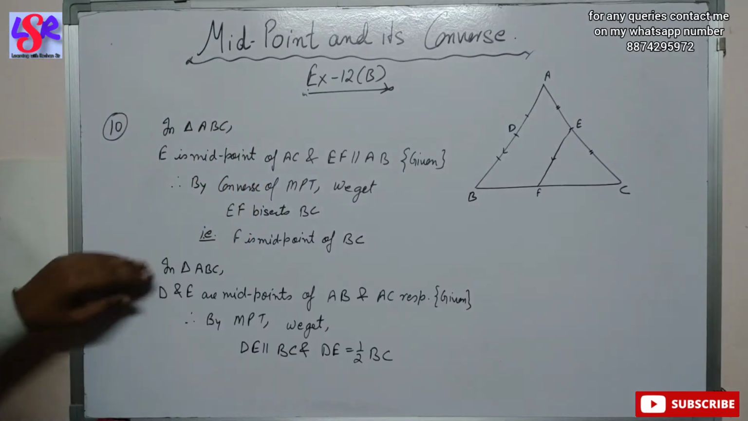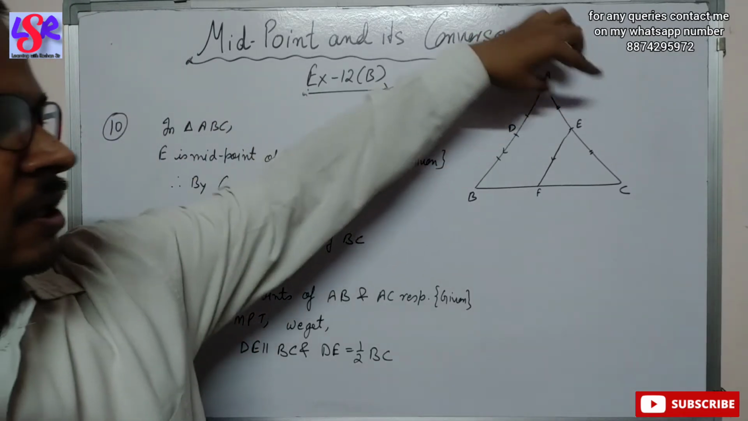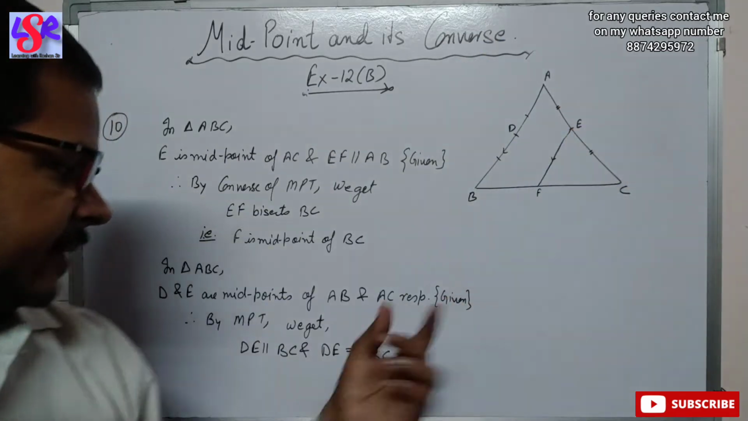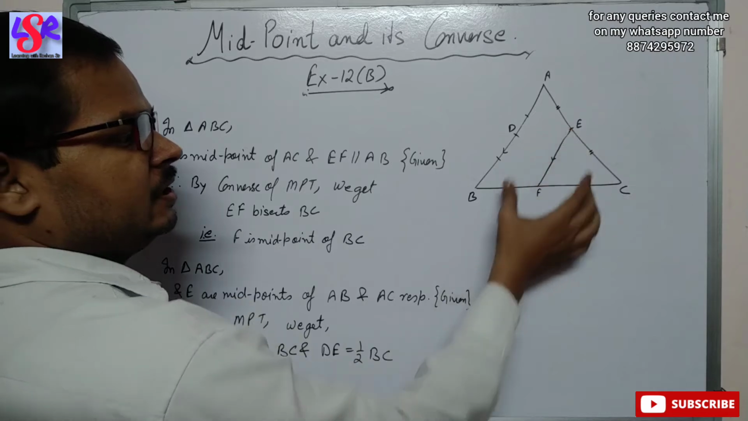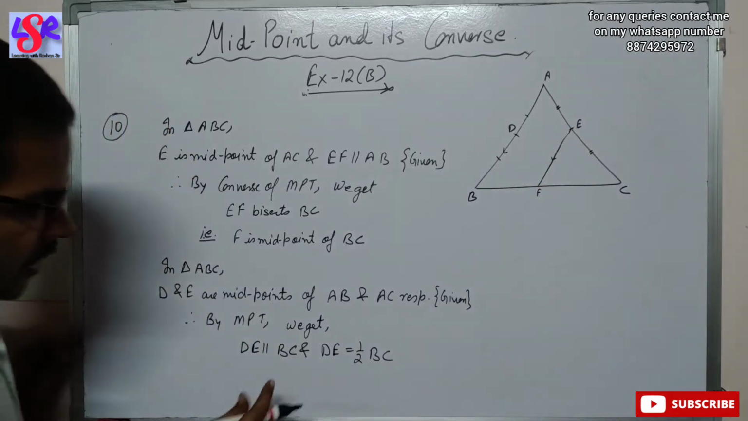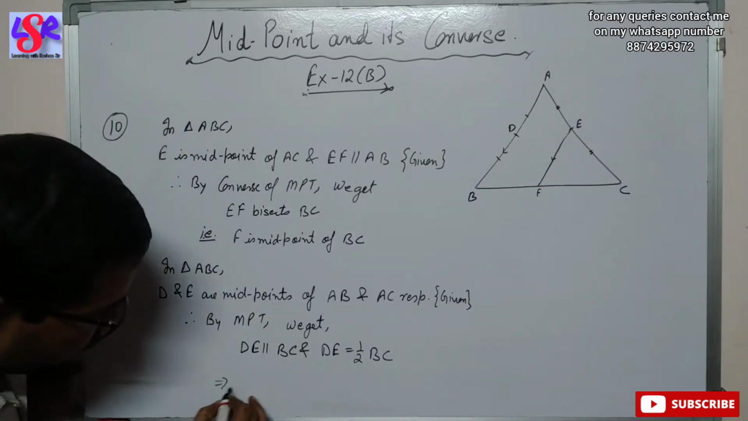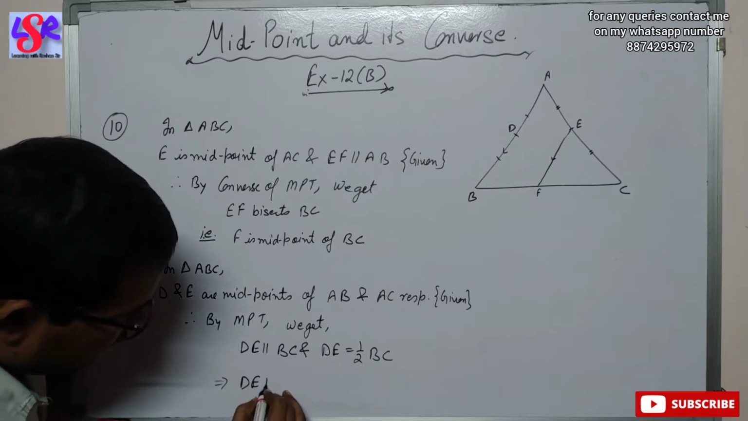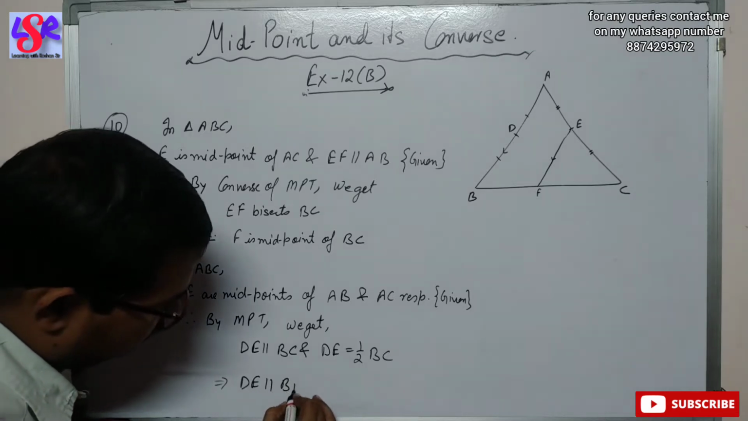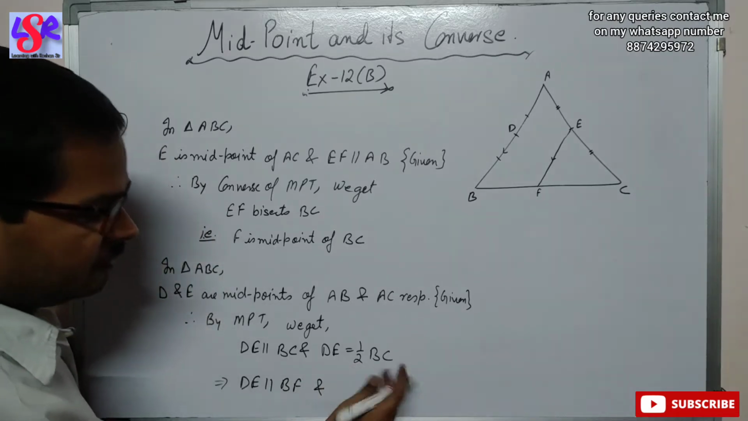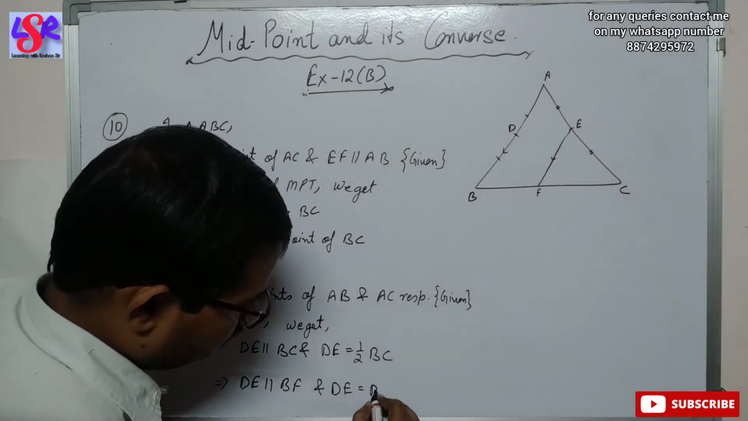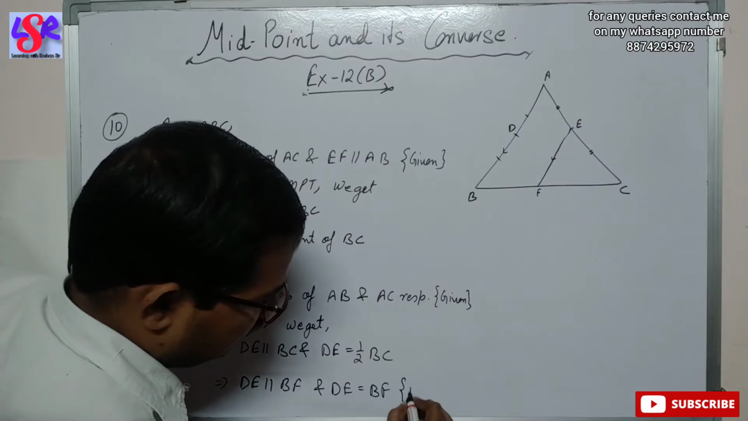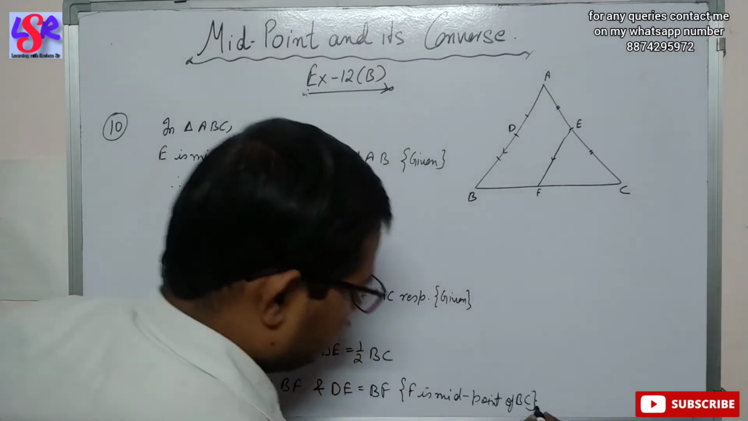So here in triangle ABC we have got D and E are the midpoints of the sides AB and AC respectively. So by midpoint theorem we get DE parallel to BC and DE half of BC. अब DE parallel to BC है, therefore this can also be written as DE is parallel to BF. And DE is half of BC, therefore this can be written as DE is equal to BF. Reason: F is midpoint of side BC.